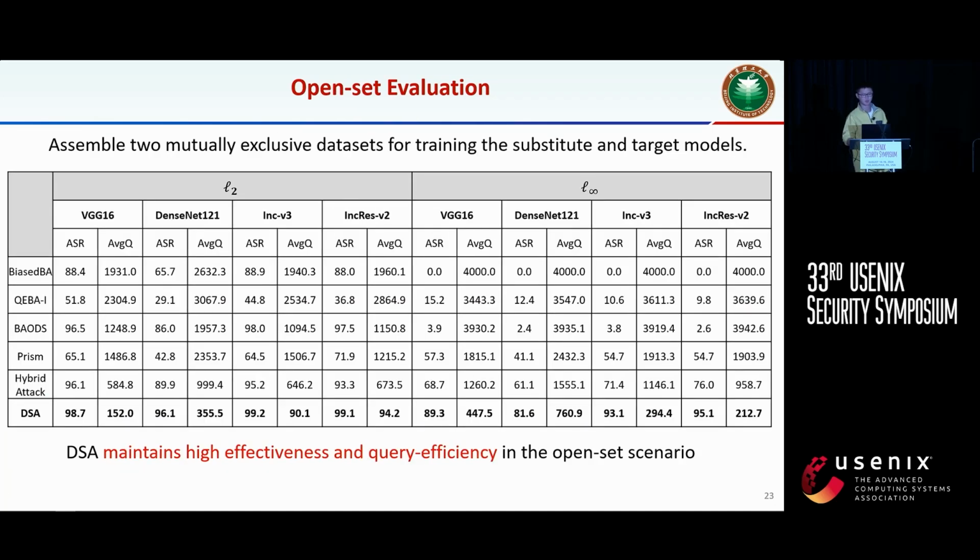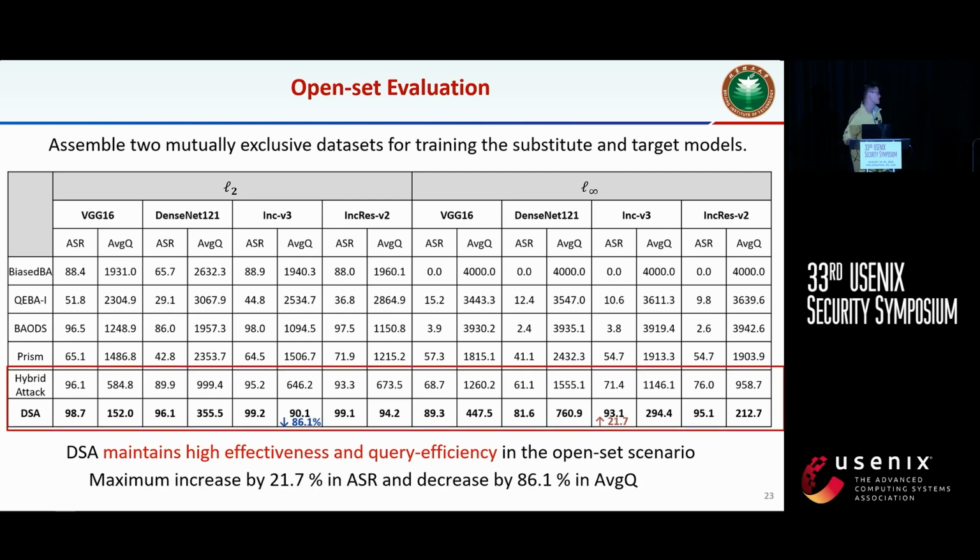We also conduct open set evaluation. The open set scenario denotes that the attacker has no prior knowledge about the training data set of the target model. Specifically, we randomly select half of the images for each label and use them as one training set, while the remaining images constitute the other set. The result demonstrates that DSA achieves the highest attack success rate and also the lowest average number of queries in the open set scenario. It's a maximum increase by 21.7% in the success rate, and also a decrease by 86.1% in the average queries.